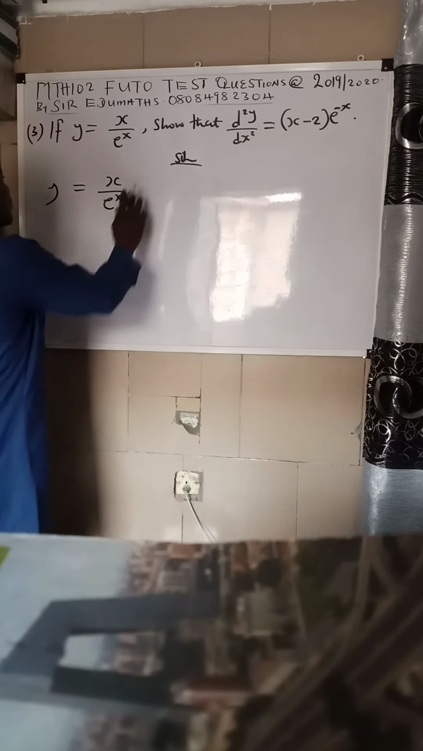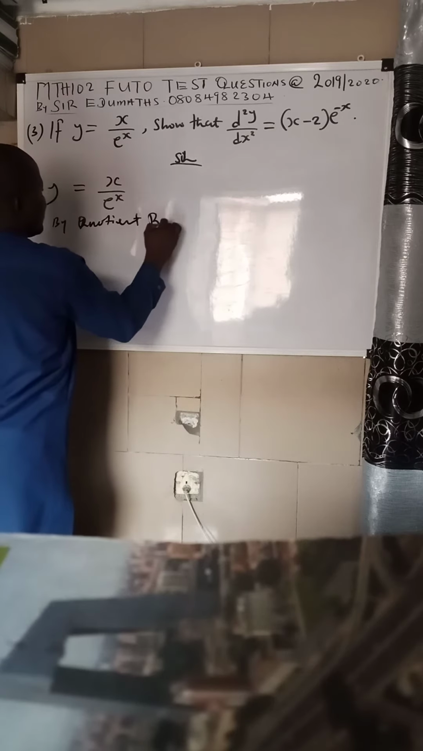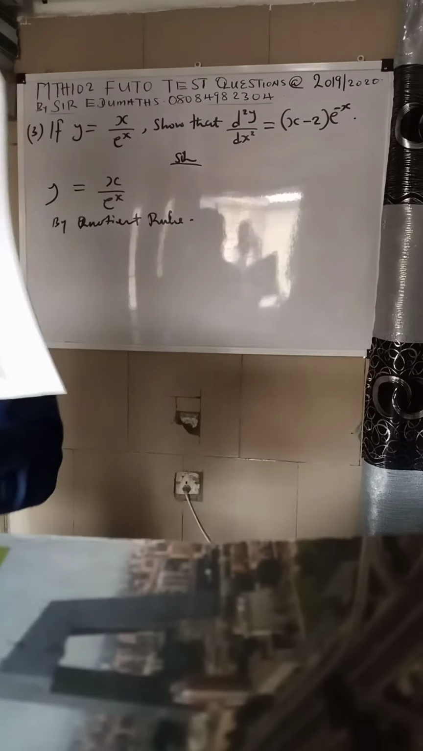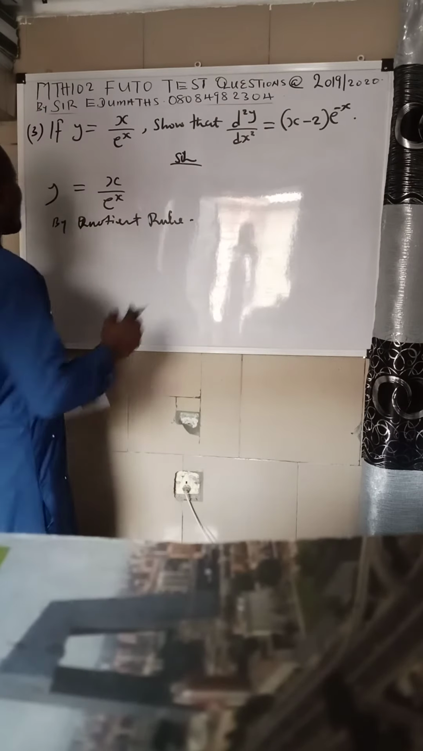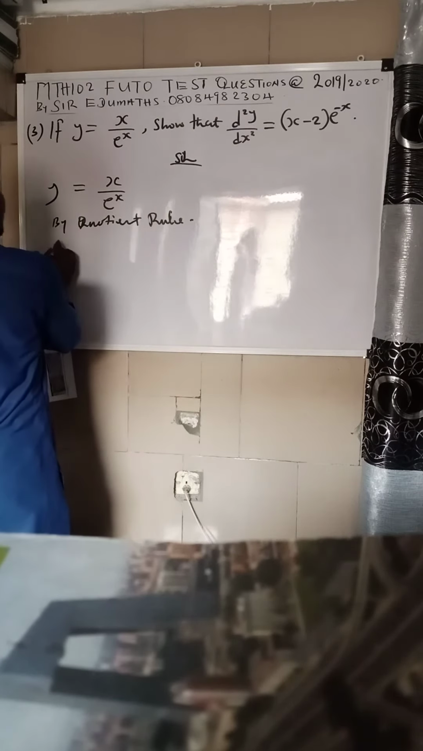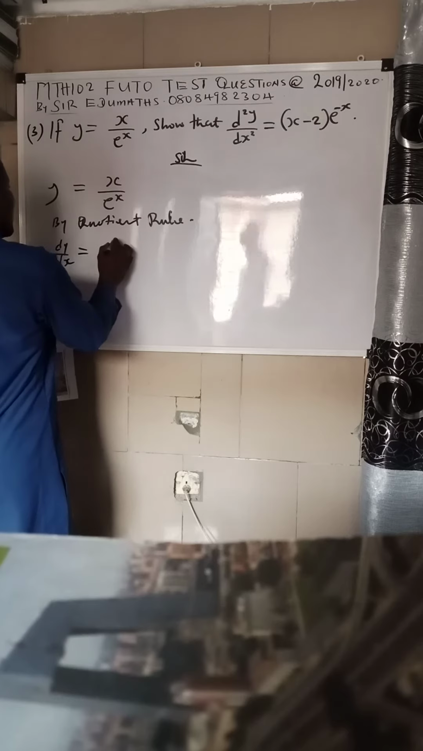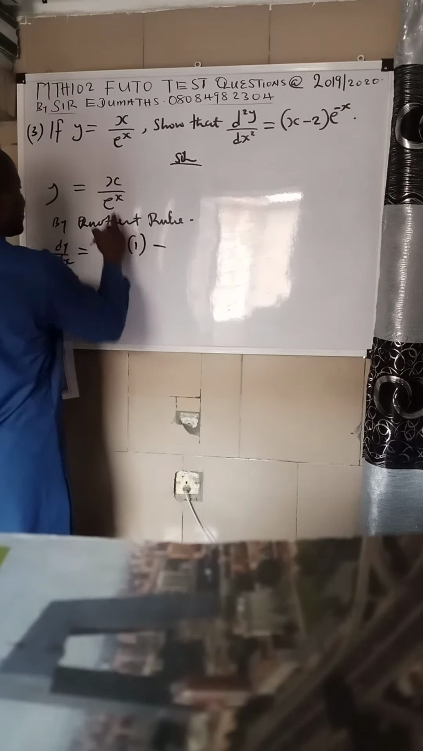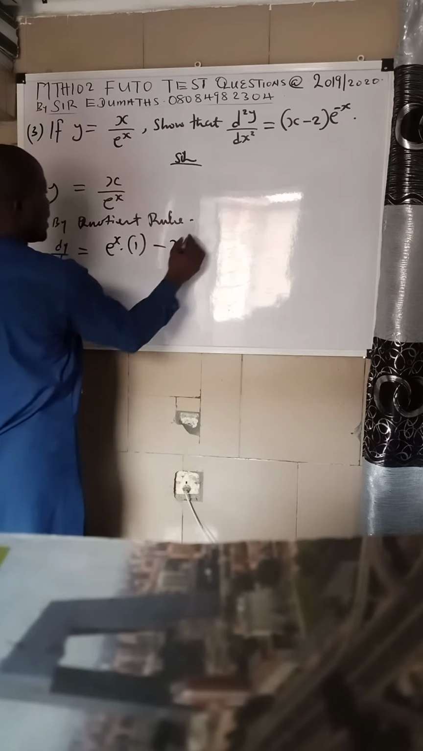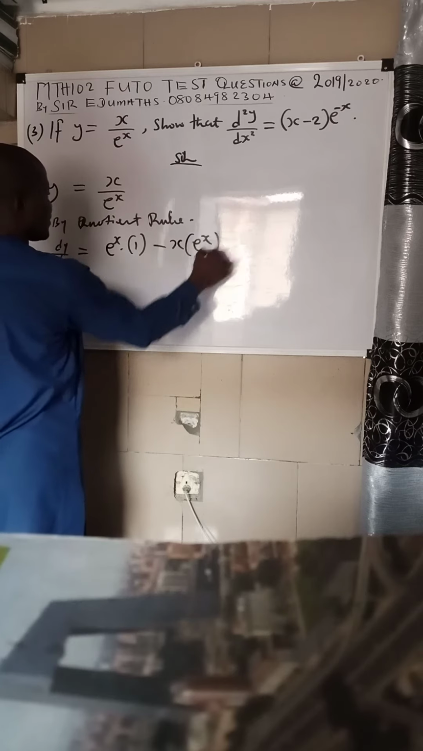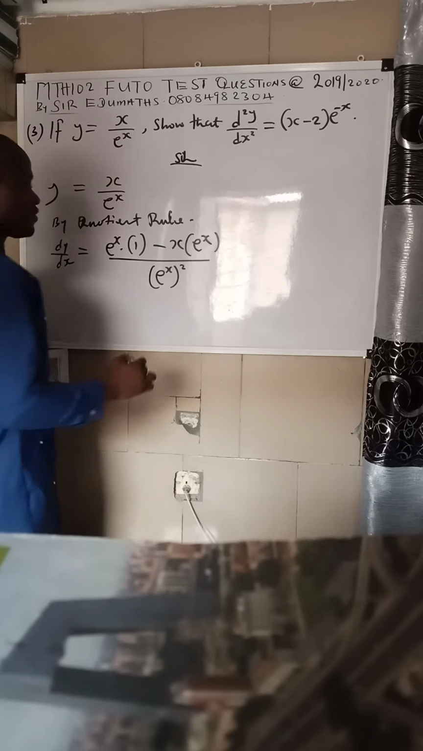So the only thing we can use to differentiate it is the quotient rule. So from here, we have that the first derivative dy/dx is equal to exponential x times 1, minus, that is, keep v and differentiate u, which is this, minus keep u and differentiate v, which is still exponential x, all over v squared, which is exponential x all squared. Okay, that is the first derivative.